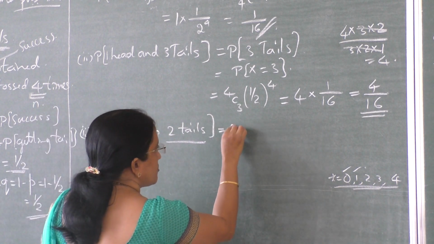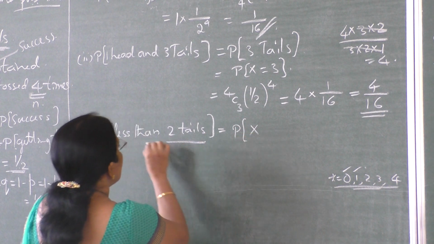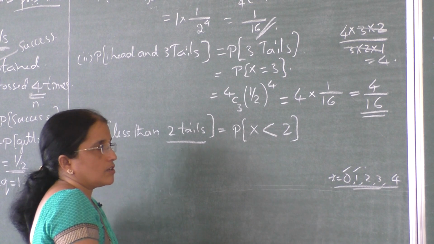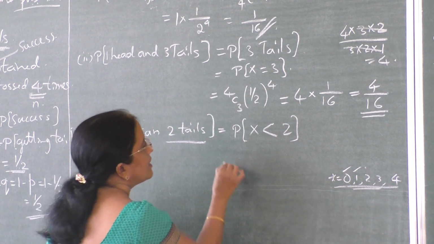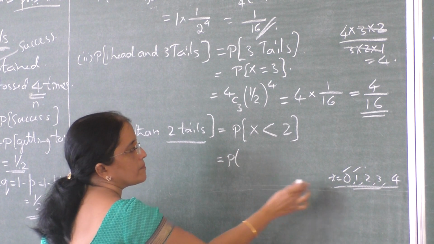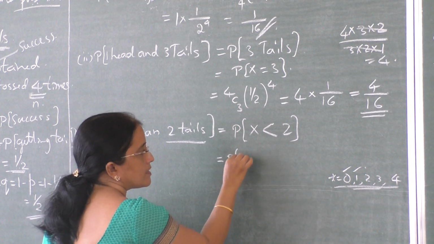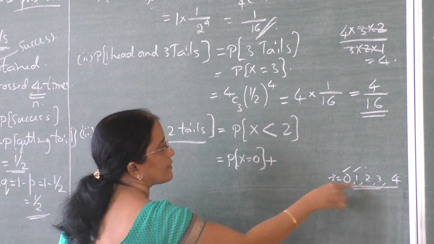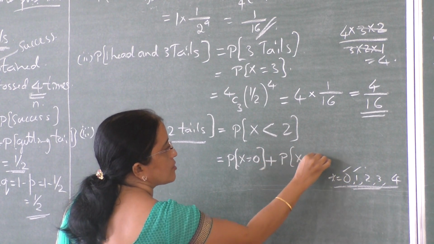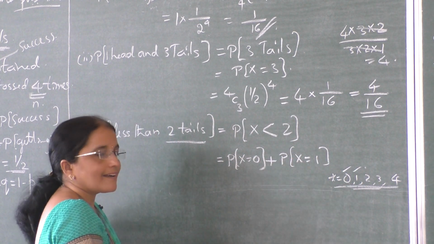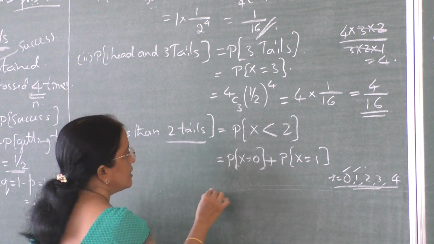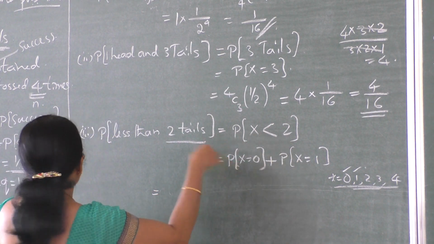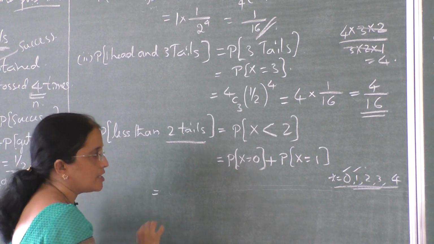So here we can write P of x is less than 2. This is how to write. Next, decide the values in this manner and write P of x equal to 0, the first probability, plus another factor, P of x is equal to 1. This is how to identify. I think you are following. Which is equal to P of x is equal to 0. Once again substitute in the probability mass function.